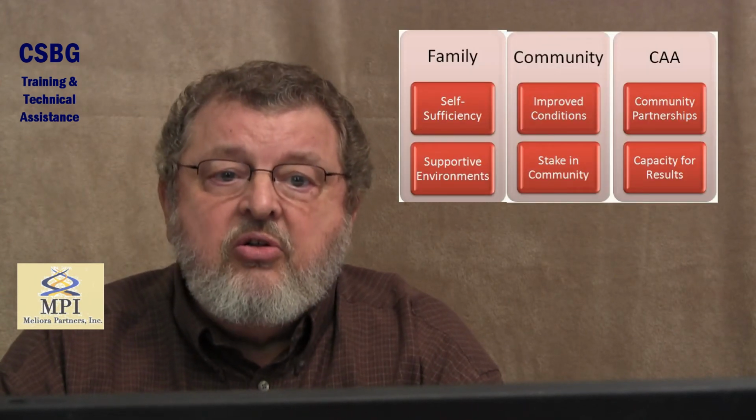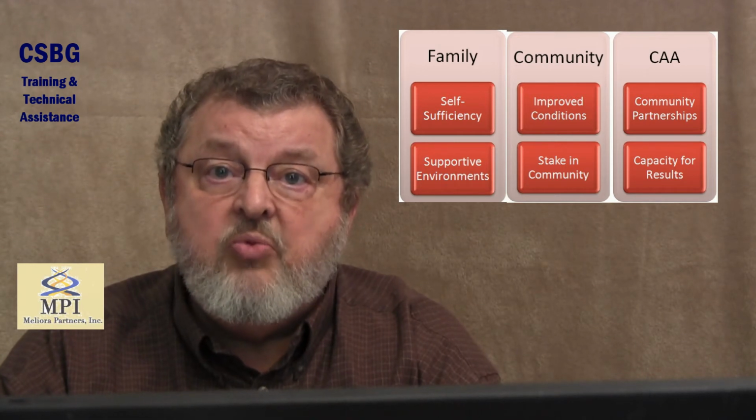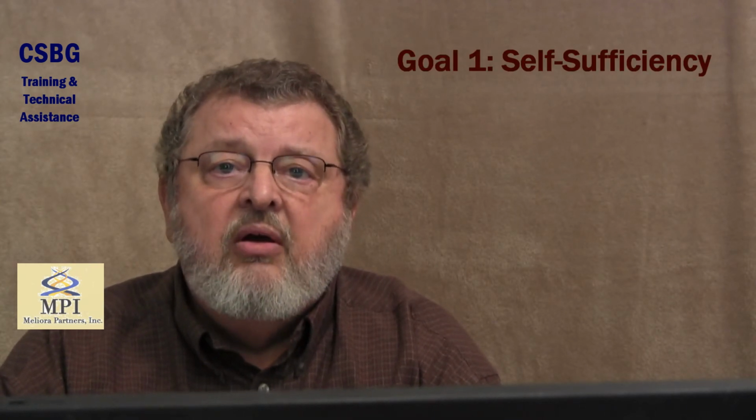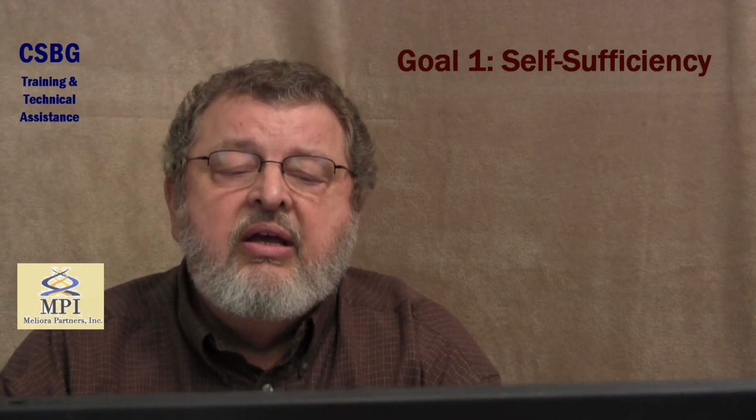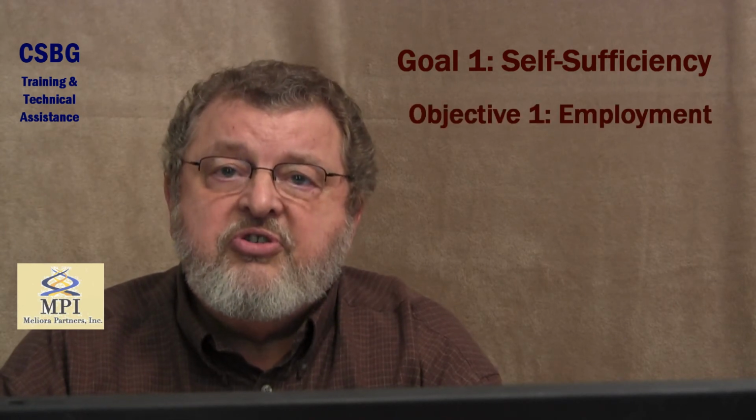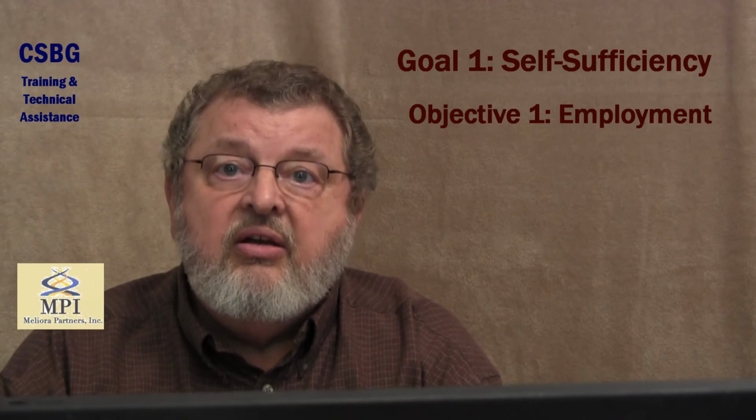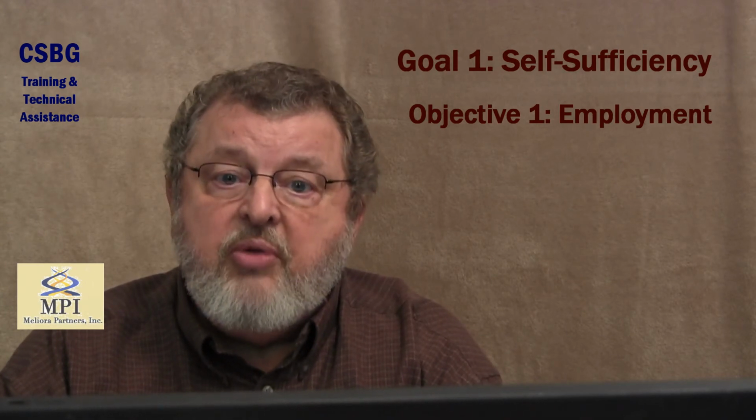Each of the 6 national goals defines broad conditions community action agencies want to achieve. Goal 1, for example, is that low-income people will achieve self-sufficiency. That's a little vague. Maybe we want to have a more specific outcome in mind, and therefore the first objective under this goal is specific. It is that low-income people achieve employment.